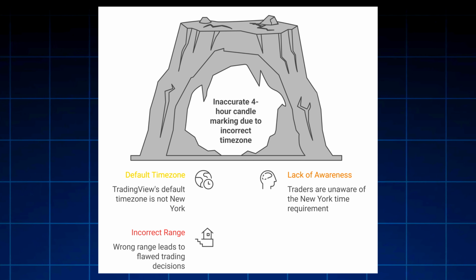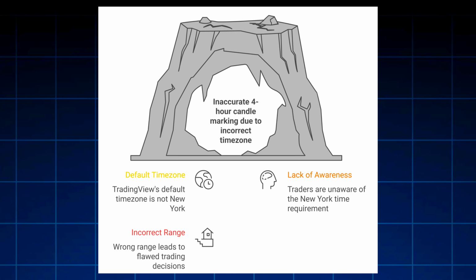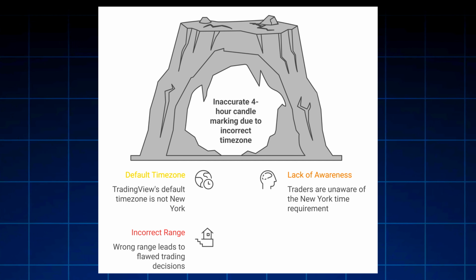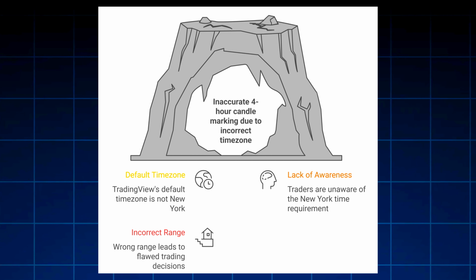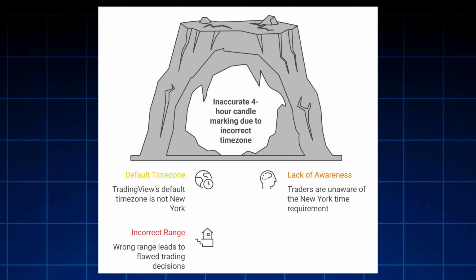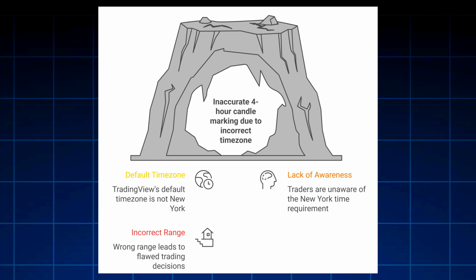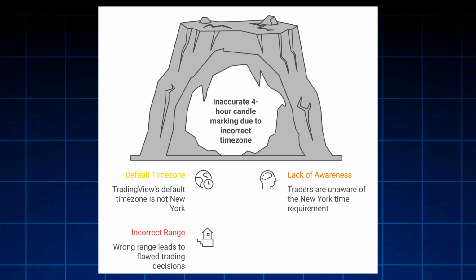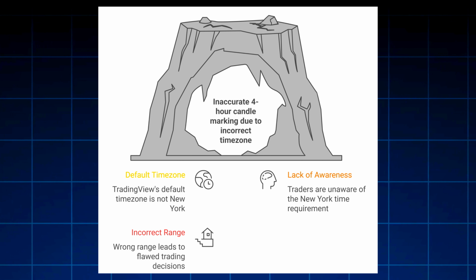So the first mistake is you're marking the wrong candle. This one gets people right out the gate, because it seems obvious. Mark the first 4-hour candle of the day. Simple enough, right? Except you're marking the first 4-hour candle based on which time zone. Most traders leave their chart on whatever default time zone TradingView set for them. Maybe it's UTC, maybe it's their local time, and they start marking ranges that are completely off.